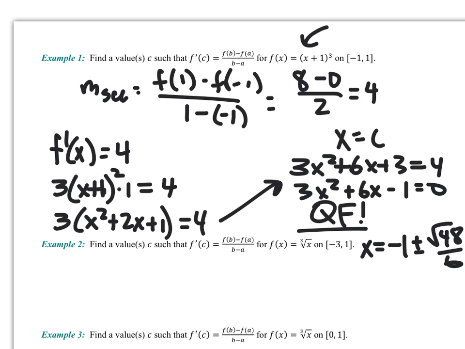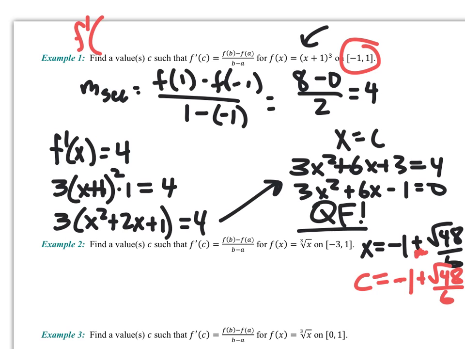Now only one of these answers is correct for c. Because of this interval from negative 1 to 1, this negative answer is gone, and so then c equals negative 1 plus square root of 48 over 6. Therefore, f prime of negative 1 plus square root of 48 over 6 would have to equal 4.